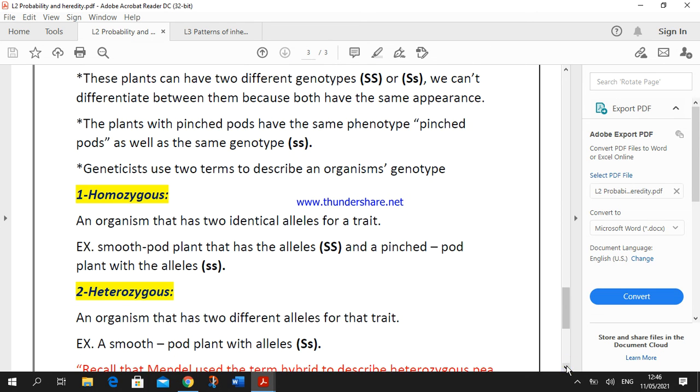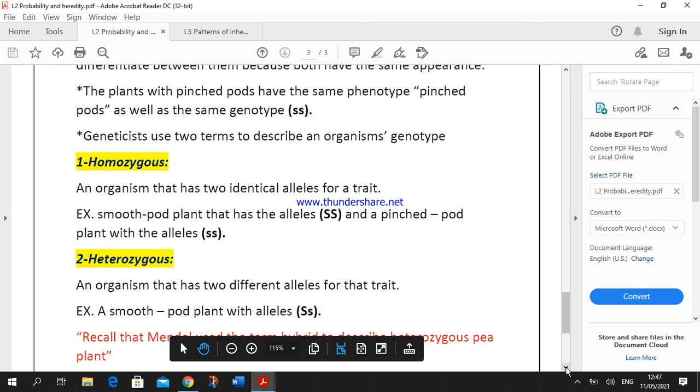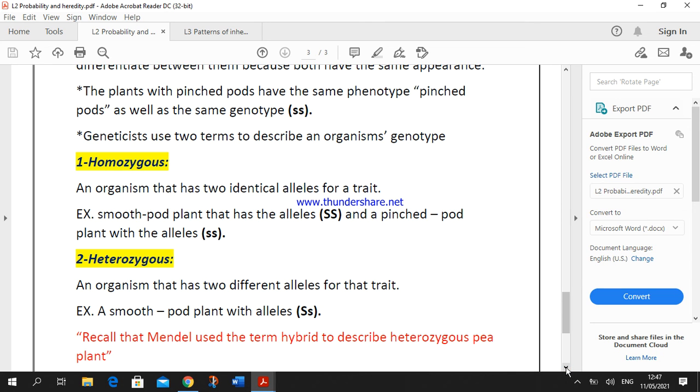So we have other terms, homozygous and heterozygous. What's the difference between them? Homozygous is an organism that carries two identical alleles for a trait, like the smooth pod plant with the alleles SS, and the pinched pod plant with ss. But heterozygous is an organism that has two different alleles for the trait, like a smooth pod plant with the alleles Ss.